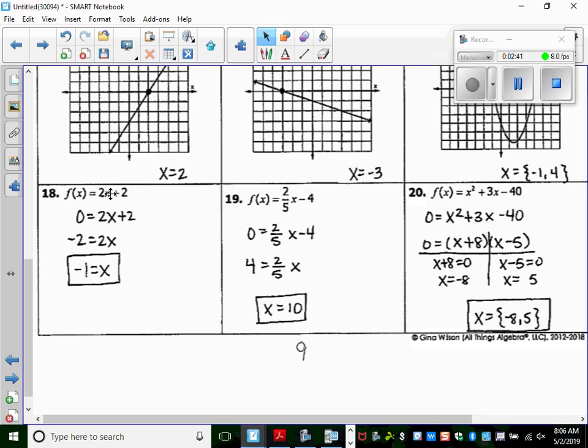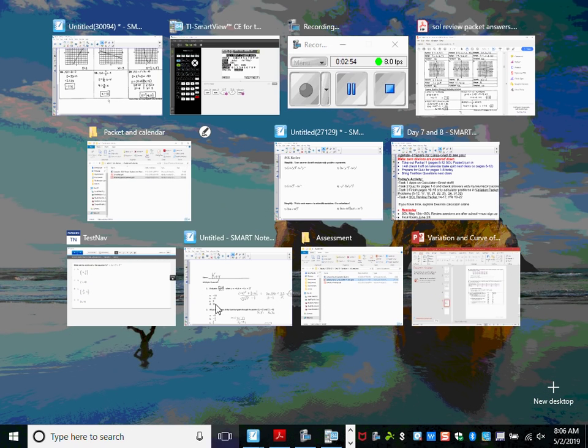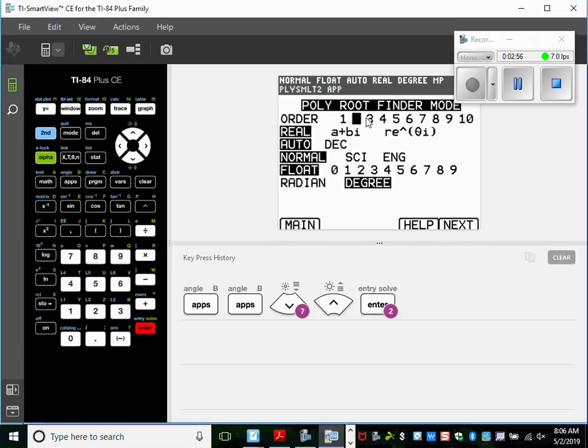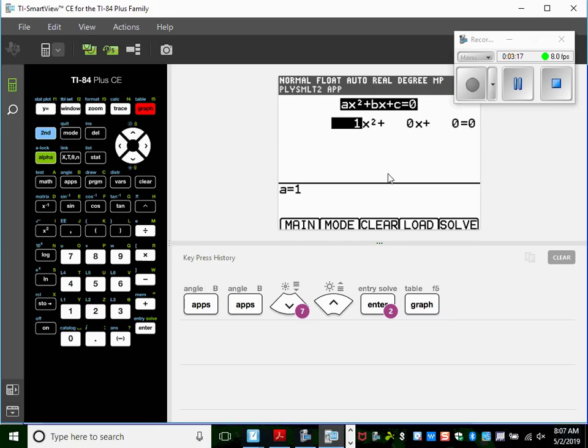So you need to know what that means. It means the highest exponent in the problem that you're trying to find the x-intercept for. You've got to know that, because sometimes it's a 1, sometimes it's a 2. In our case, it is a 2. So we're going to hit next. Now, next is under what button? What button should it say? Graph. When you hit next, which should be your graph button, you're going to get this screen.